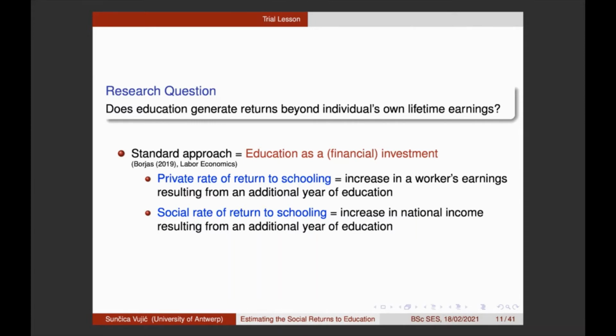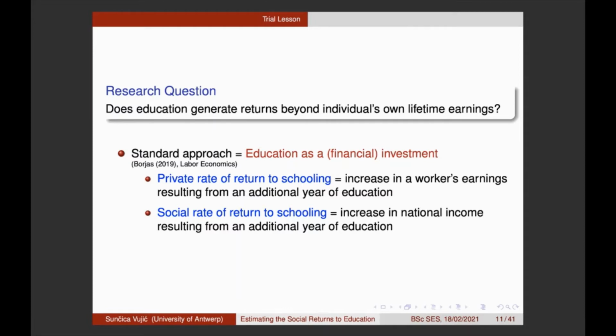Because you can think that your additional education creates some value once you join the labor market, which will basically also accumulate. So if you accumulate all the workers, it will contribute to an increase in the national income. So this is a traditional way of looking at the private and social rate of return to schooling.